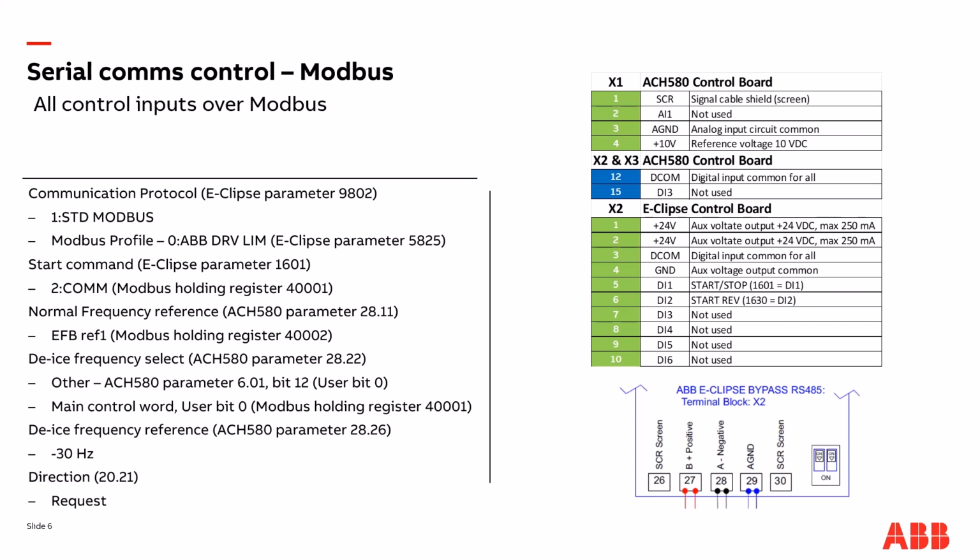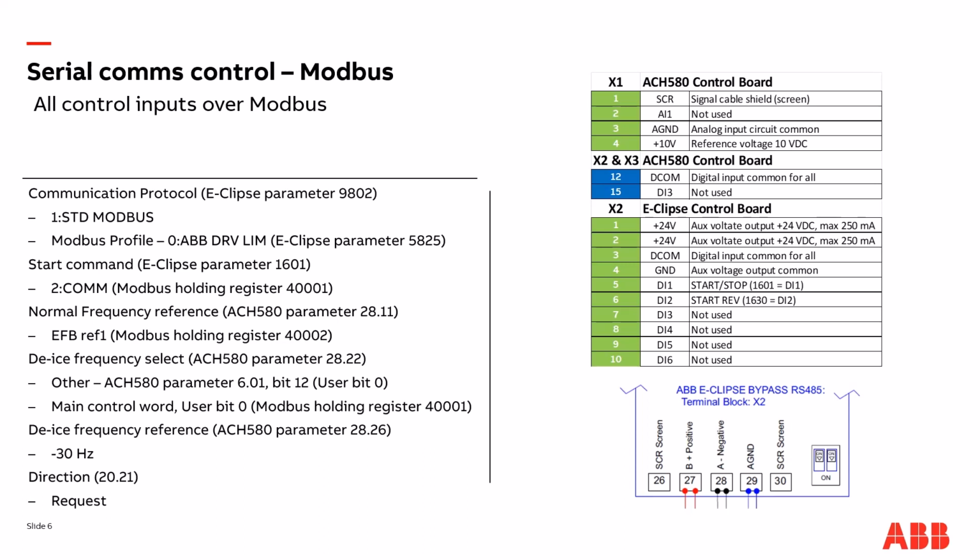with those clients. And so to the right here, we see the control board IO summary for both the E-Clipse bypass and the ACH580, and you'll see that there are no control connections. The only wiring required in this case is the RS-485 wiring, which must be landed at the EFB port on the E-Clipse. And so from a setup standpoint, the protocol itself is selected at E-Clipse parameter 9802, and this should be set to Modbus. The start command source is set up on the bypass at E-Clipse parameter 1601, and this should be set to COM. And over Modbus, the start-stop command will be controlled in Modbus holding register 40,001.